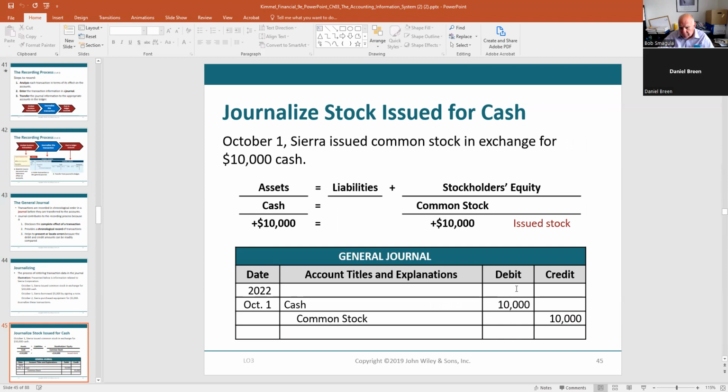So take a look at what the journal entry looks like. It's got a column for your debit and credit, a longer column where you can put the account name in and type in an explanation, which should be there, and then the date. That's your grid. We debit cash, we credit common stock. They both went up.